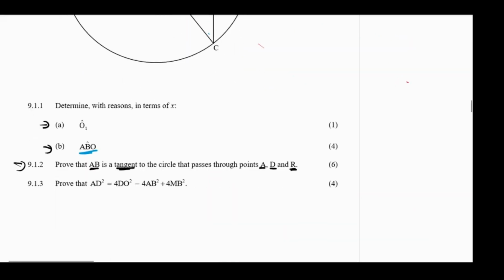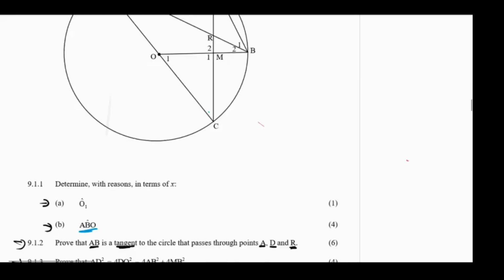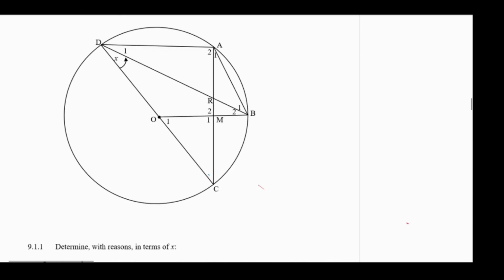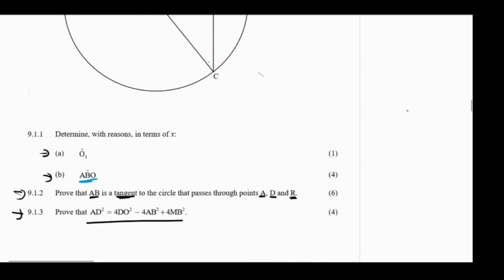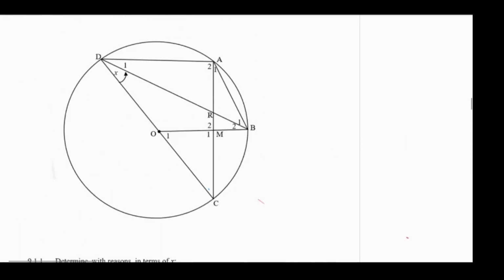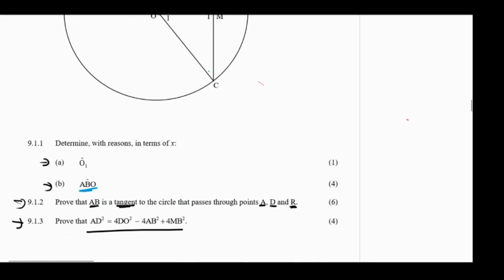Right, so next to this solution here, just write tan chord theorem. Okay, so now we're going to go to 9.1.3. So we are asked to prove that AD squared is equal to 4DO squared minus 4AB squared plus 4MB squared. So this is a bit tricky. I need you to focus on a triangle that supports Pythagoras theorem, right, because everything here is squared, right?